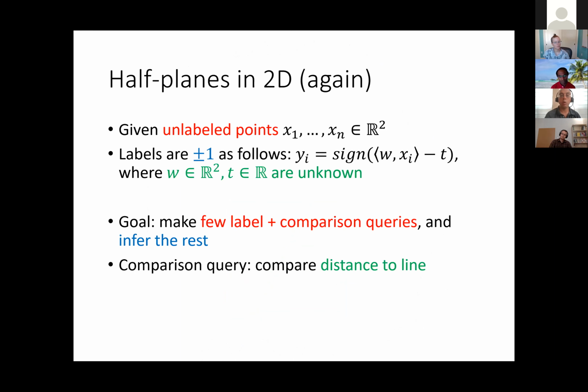But now you're allowed to make 2 types of queries. You're allowed to label points: you can point to one of these points and ask either is it plus or minus, or you can do a comparison query. You can choose 2 points and ask which one is closer to the line. So I want to show you why using just these 2 types of queries, you can go back to solving this with order log n queries. So similar to the performance of binary search, but now we sort of generalize binary search from 1 dimension to 2 dimensions. So let's see why.